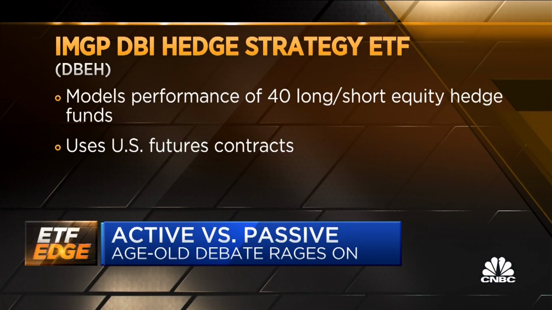I want to move on and show you another ETF that you run. This one's not a CTA, but it's a hedge fund ETF. It's a hedge strategy ETF. The symbol is DBEH, and that models the performance of 40 long-short equity hedge funds. So this is long-short equity hedge funds. This is different than CTAs, and it uses futures contracts. Now, explain how this works. We put a screen up here that shows you a little bit.